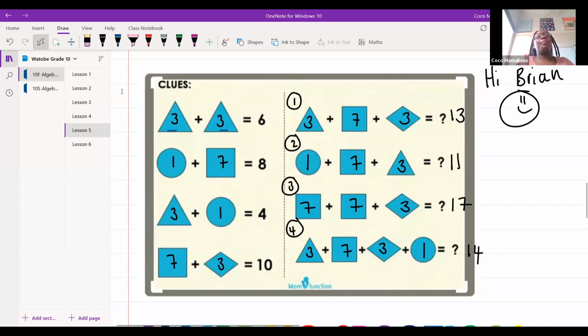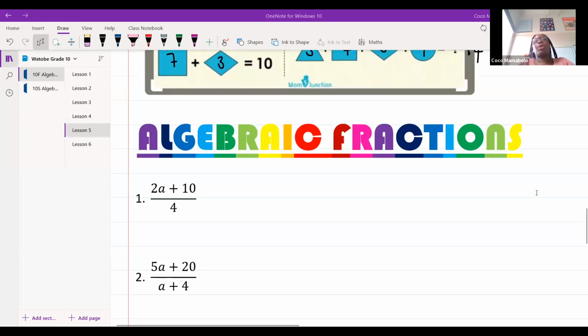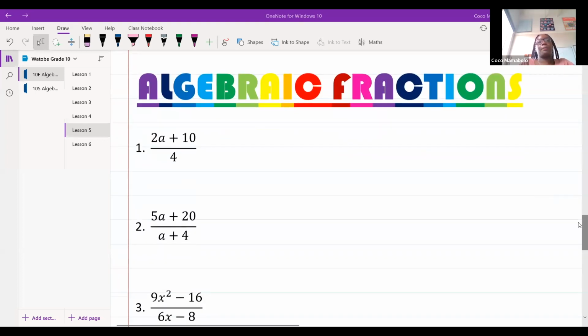All right, guys. Please continue practicing how to factorize trinomials that don't have a coefficient of 1 as x with x squared. But we're going to be looking at algebraic fractions.